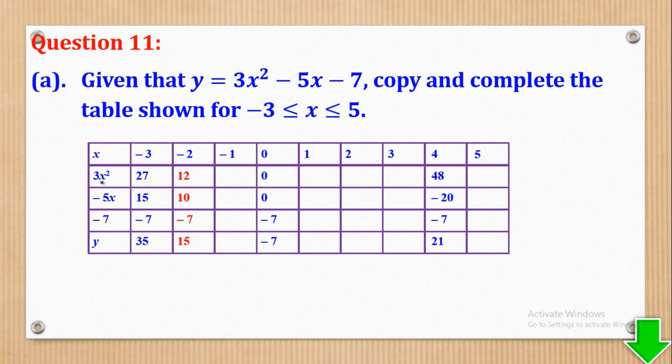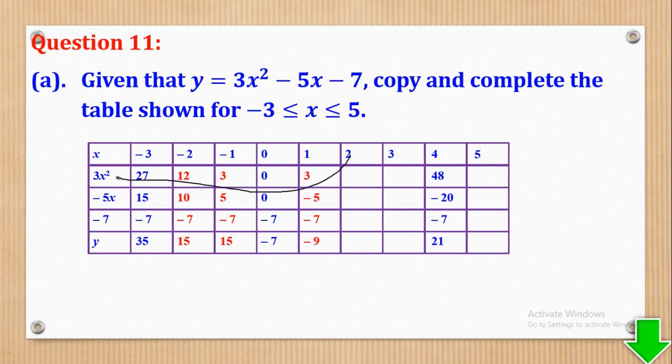For this next one, negative 1 becomes negative 1 squared, which is positive 1. Positive 1 times 3 is positive 3. Then negative 5 times negative 1 is positive 5. The 7 remains constant. Therefore, when I add all these, I come up with positive 15. Now we shall go to this one. Positive 1 squared is 1. Then 1 times 3 is 3. Then negative 5 times 1 is negative 5. The 7 remains constant. Therefore, when I add these, I come up with negative 9.